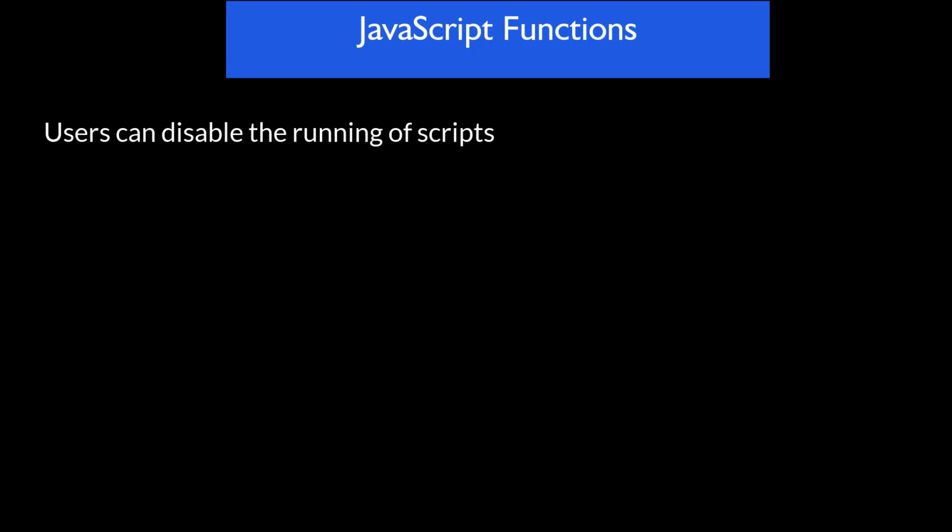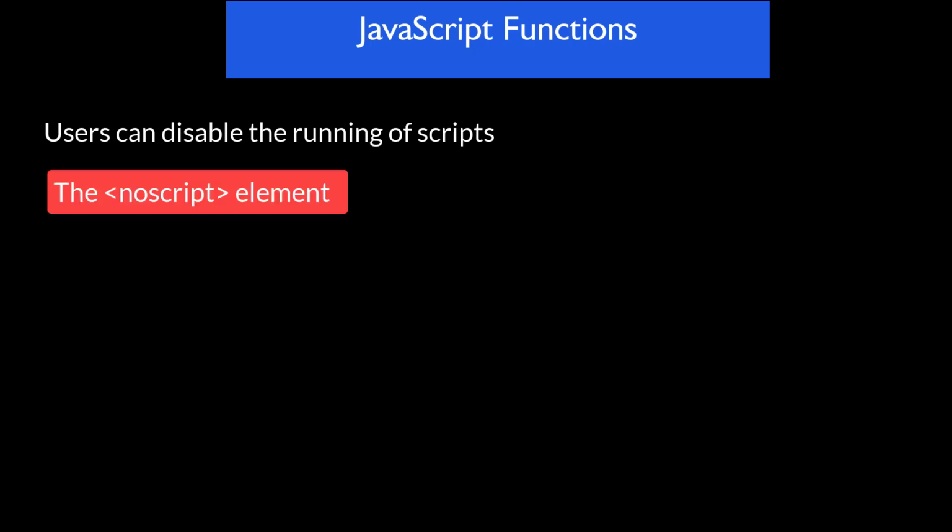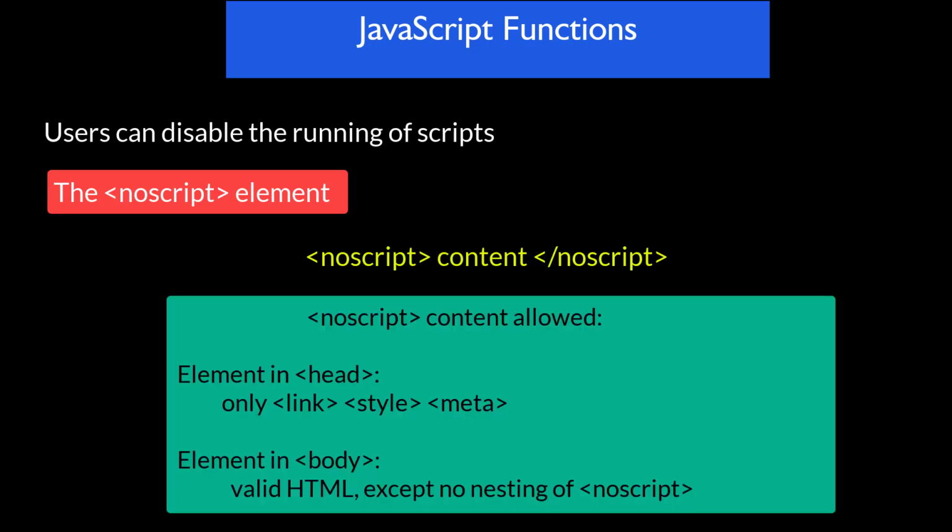Note that often users will disable the running of scripts. There may be a variety of reasons for this, but you need to know how to work with this environment. The simplest way is to include a noscript element. The syntax is a start tag, noscript, and then your content and an end tag. The global attributes are available, but not much interest here. The allowed content of a noscript element depends on where it is coded, in the head or in the body.